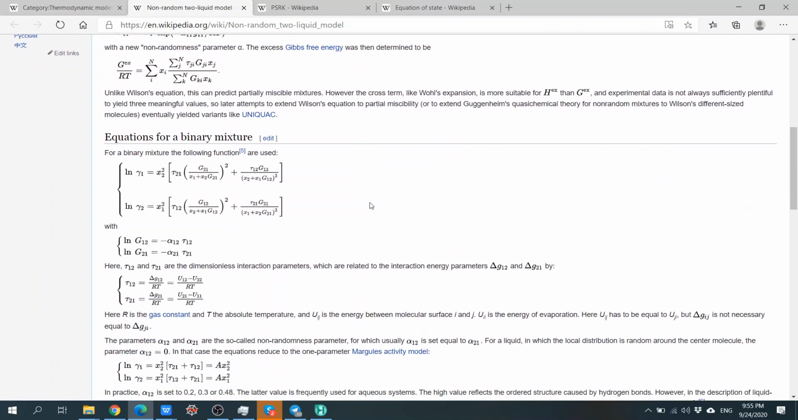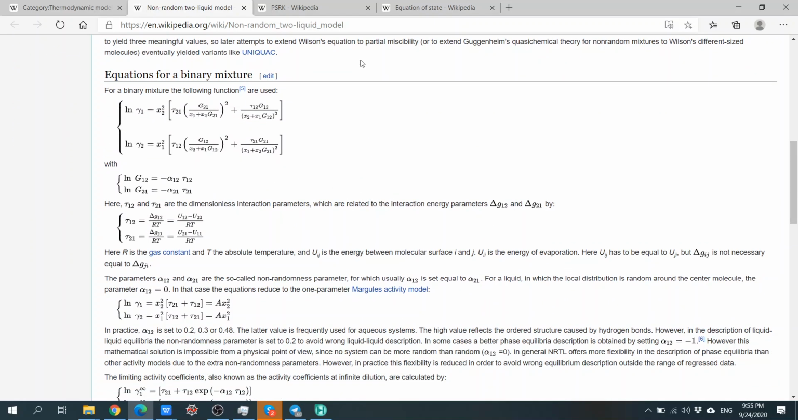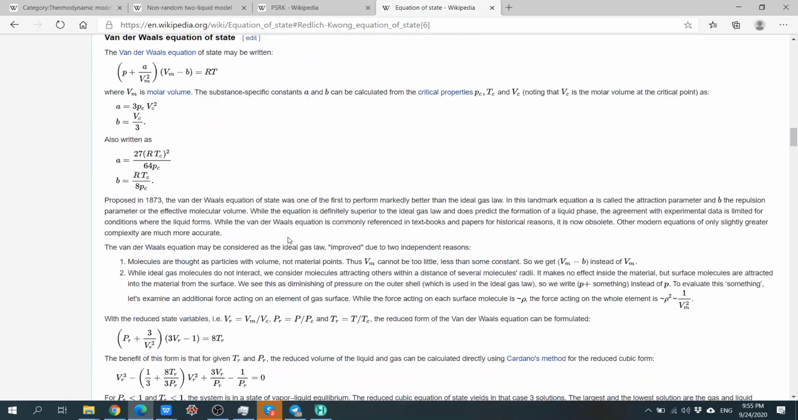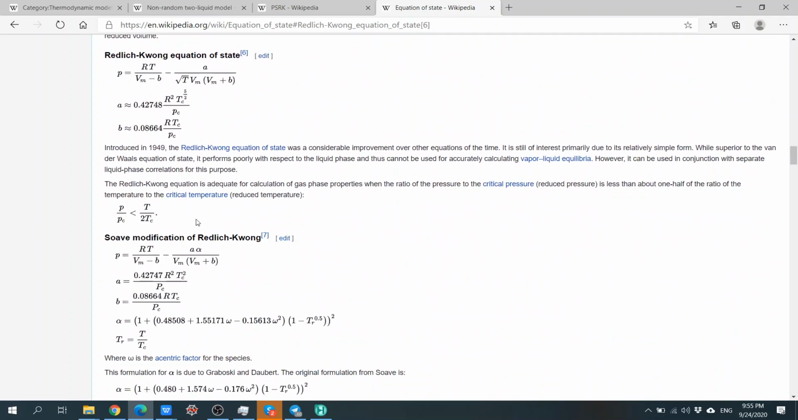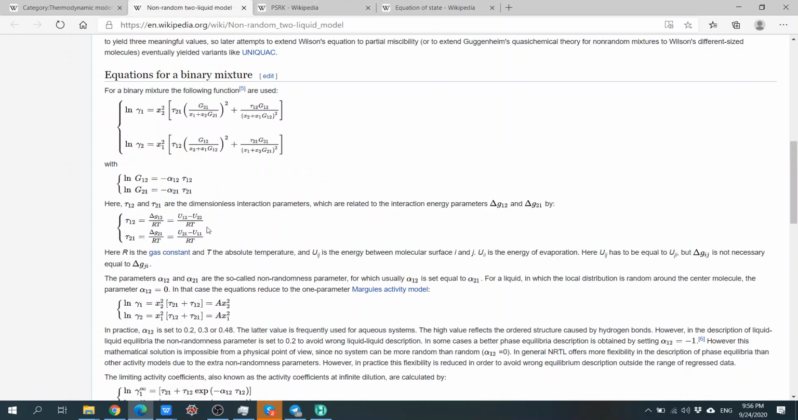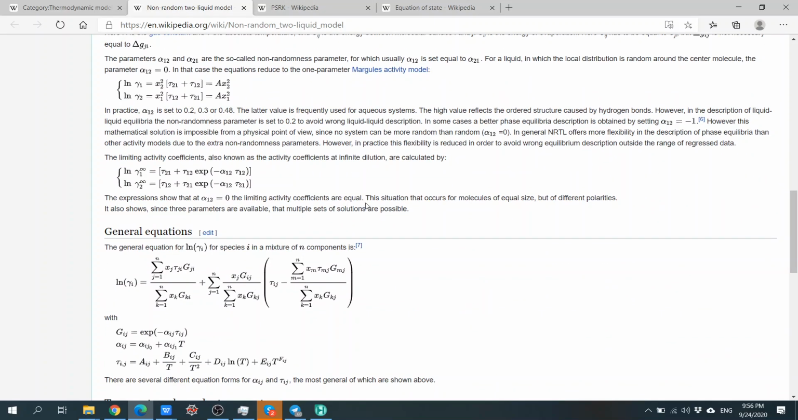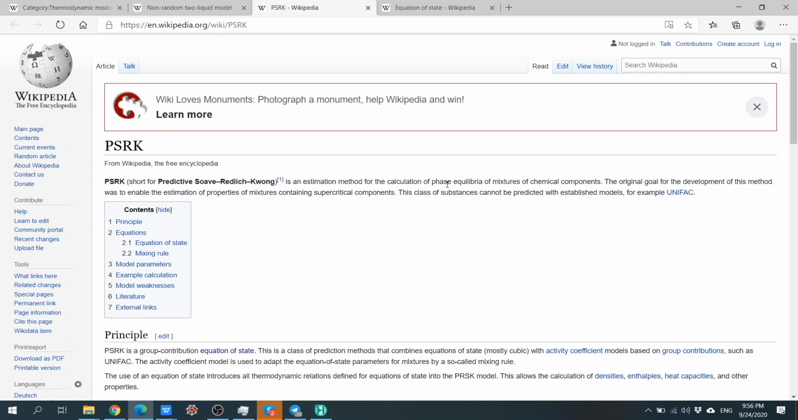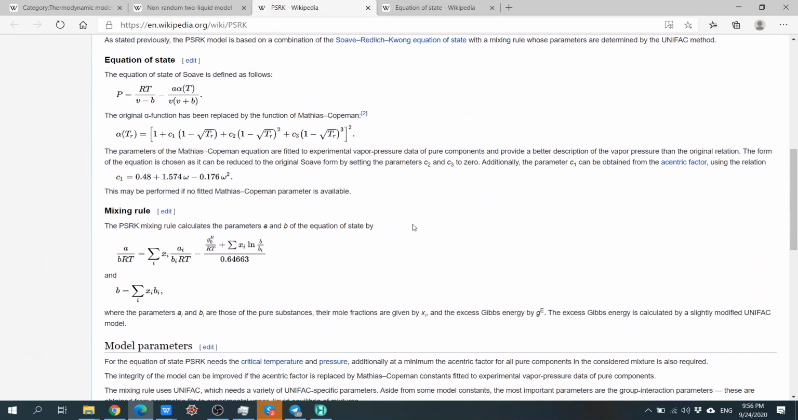You can see these equations. Compared to this one, you can see that this equation is more complicated. In the NRTL, we need to find this, which is the dimensionless interaction parameters, and then in the PSRK, we also need to find parameters.